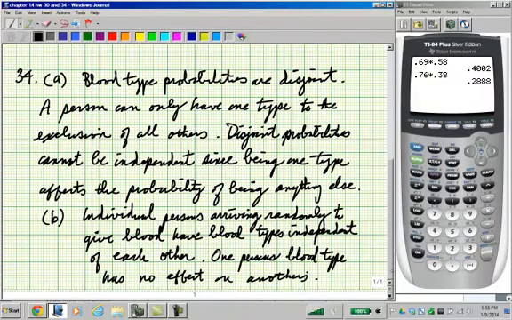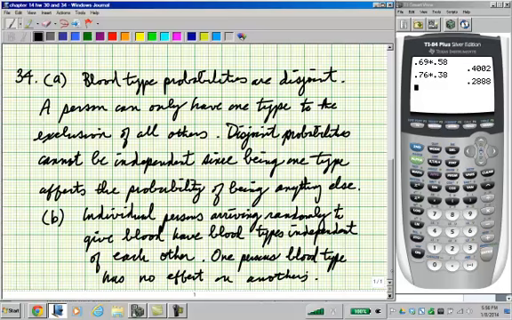34. Okay, donating blood. Okay, so in the previous exercise, 32, we calculated the probabilities of donating blood and so on. Okay, blood type probabilities are disjoint. What does that mean? You can only have one type to the exclusion of all other types. You can't have two different kinds of blood.